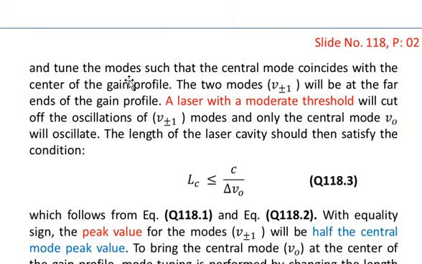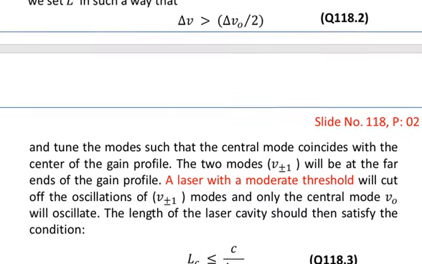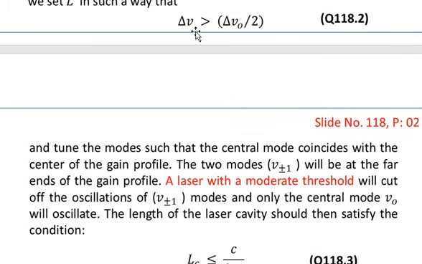And you tune the modes such that the central mode coincides with the center of the gain profile. The two modes, that is nu plus 1 and nu minus 1, will be at the far ends of the gain profile. So let me explain this condition, that is delta nu is greater than delta nu naught by 2, that is, the separation between two consecutive modes is greater than the half width.